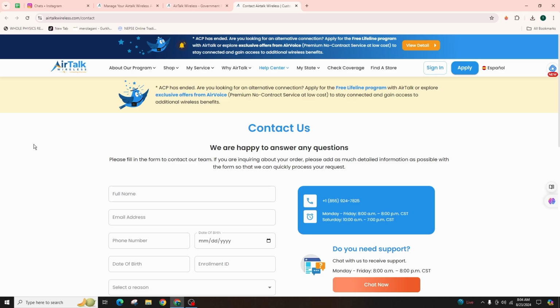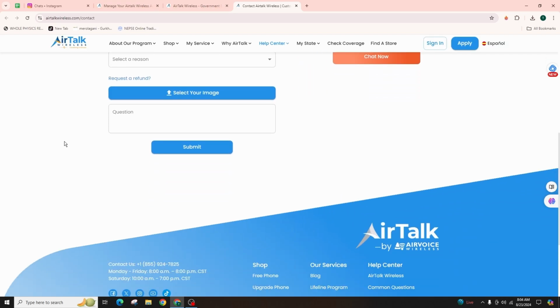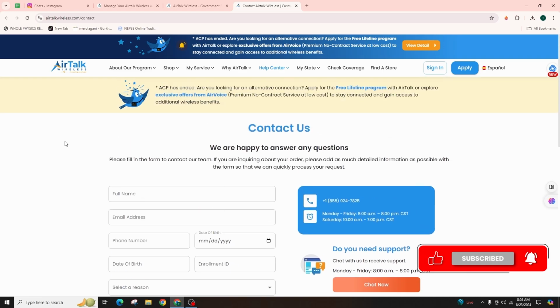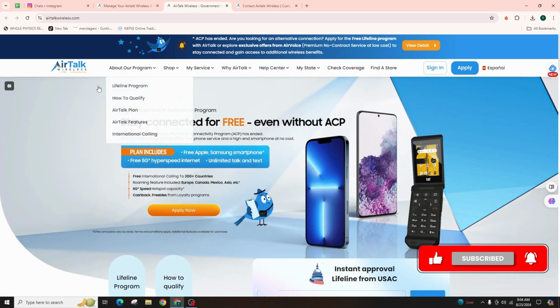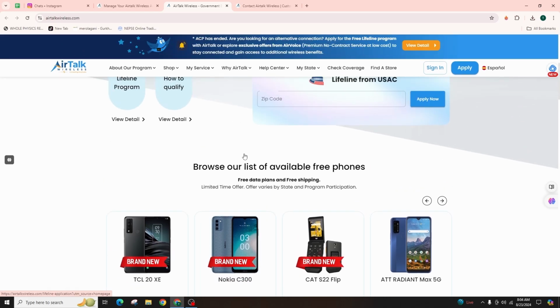Once you're connected with the support representative, kindly ask for your account number. And if you need a PIN for porting your number or making any changes, also ask the representative for your PIN. You can also verify your information. Make sure that the account number and the PIN given by the support person are correct. If you have any doubts, don't hesitate to call AirTalk Wireless again for confirmation.